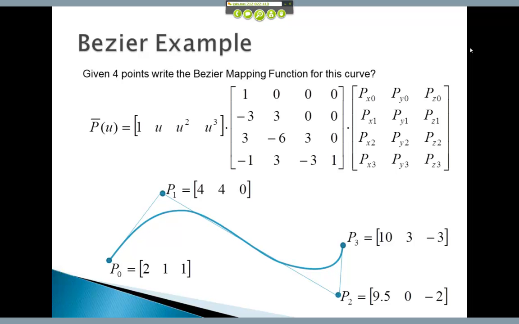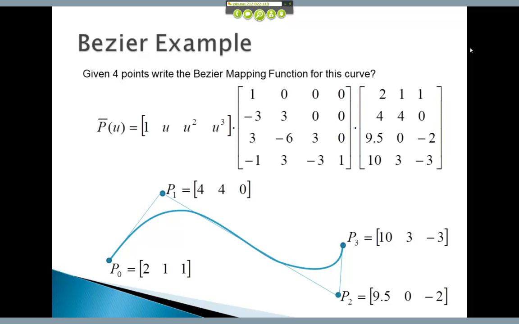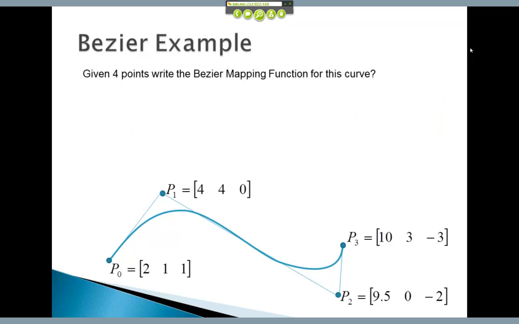Okay, we're not going to take any more time. Hopefully you did in your mind something like this. You plugged in these numbers. You expand the matrix, multiply it out. You should get something like the mapping function for x being 2 plus 6u plus 10.5 u squared minus 8.5 u cubed.